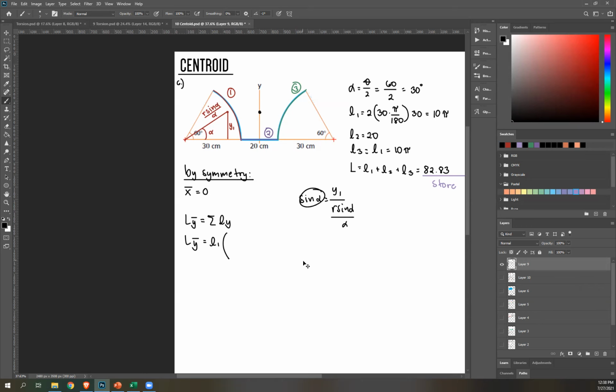Okay, so that is what I'll write. So again, y1 is r, and radius r is 30. So 30 sine alpha, where alpha is 30 degrees, over alpha. Alpha again is 30 degrees. This is outside a trigo function, so I need to multiply this by pi over 180 to convert it to radians. And then times sine alpha. And again, alpha is 30. That is your y1.